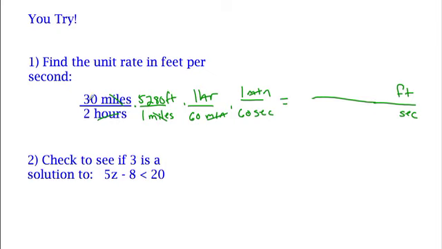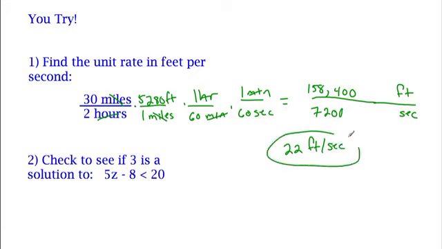When I multiply 30 times 5,280 times 1 times 1, I believe I get 158,400 feet. When I multiply 2 times 60, I get 7,200 seconds. And to get the unit rate, I divide those, and I'm going to get 22 feet per second, I believe.